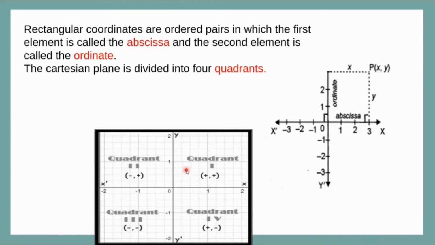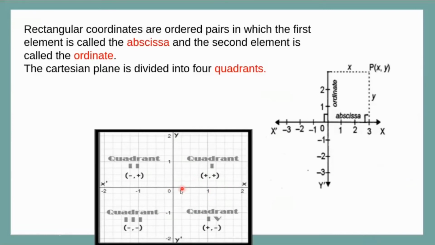The clock goes from here. See, it goes 12, 3, 6, 9, and 12. So this is the clockwise direction, but I'm going in the anti-clockwise direction. I start from here. This is the first quadrant. Then I go into the second quadrant, the third, and the fourth. So I'm going in the anti-clockwise direction.